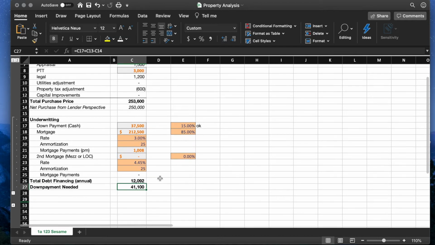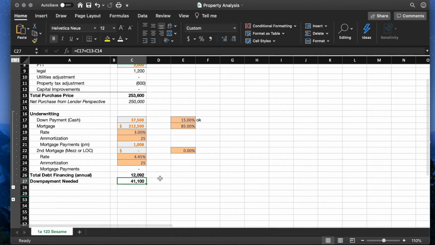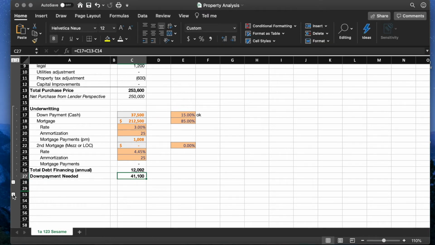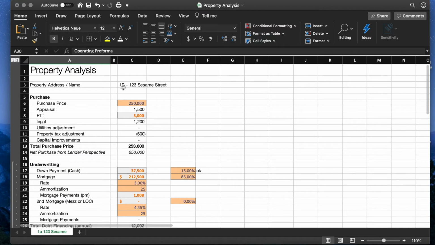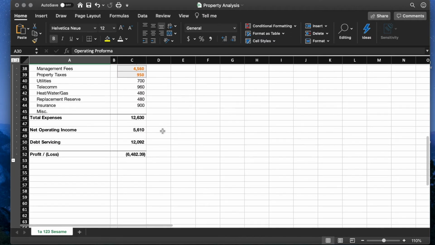So next thing we're going to get into is the operating side of things. We're going to move into our operating, and so we're looking at a couple of things here. We're going to be looking at our revenue for the property, and then expenses for the property as well. So assuming with 123 Sesame Street that it is going to be a residential condo that we're going to rent out, we're going to have revenues coming in.